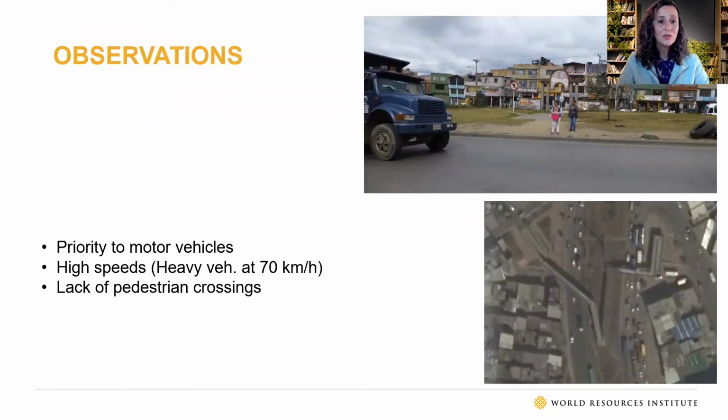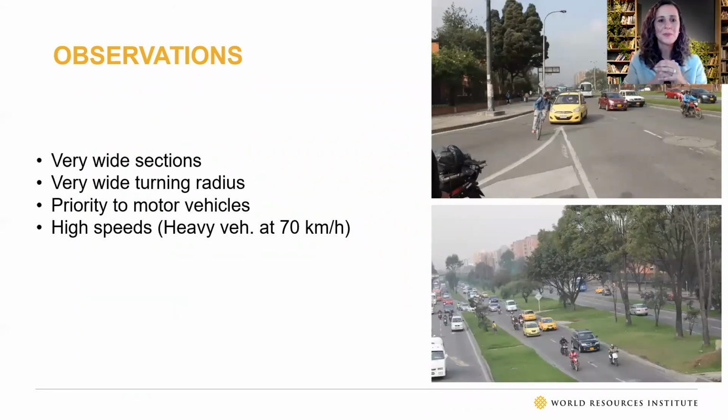Some observations. There was priority for motor vehicles. We observed high speeds, heavy vehicles. They are going at 70 kilometers per hour. Lack of pedestrian crossings. You can observe that it is already a residential area. And you can see also the park, the path that has already been marked by pedestrians because it's a desire line for crossing the street.